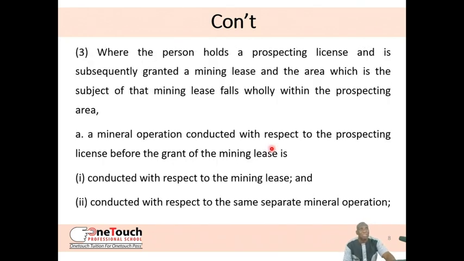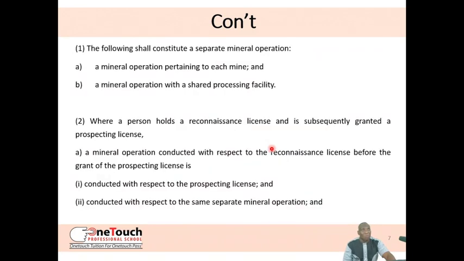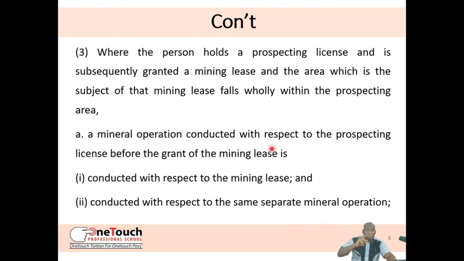If you come back, you will see that first of all, you start from the reconnaissance license, and you are subsequently granted what? A prospecting license. What you are conducting is with respect to the prospecting license. Now you are given a prospecting license, and subsequently you are given a mining what? Lease. Whatever you are conducting is with respect to the mining lease. Then, and it's with respect to the same mineral operation.